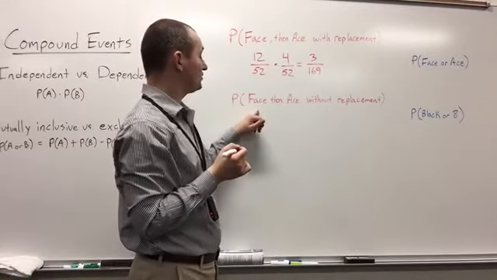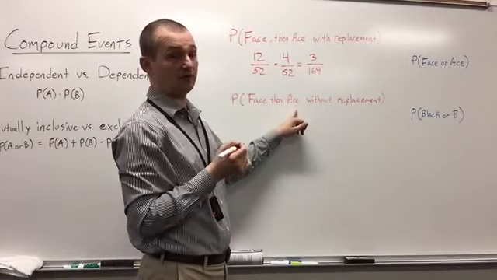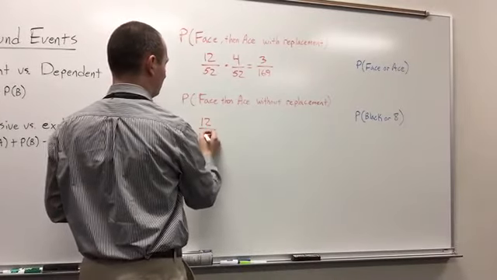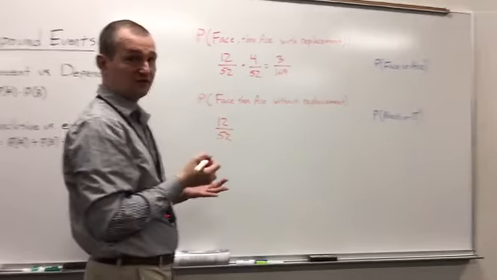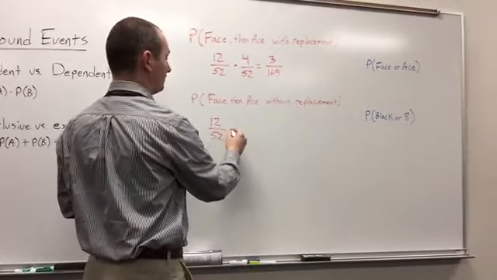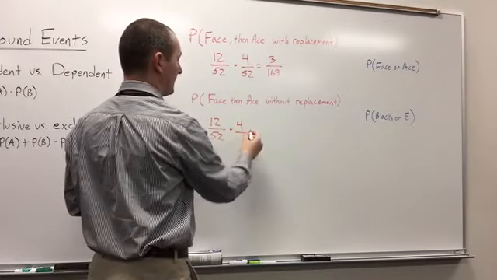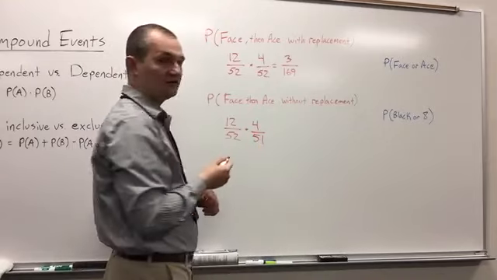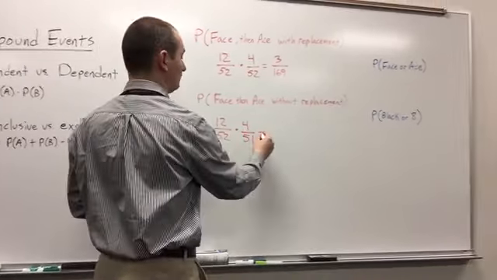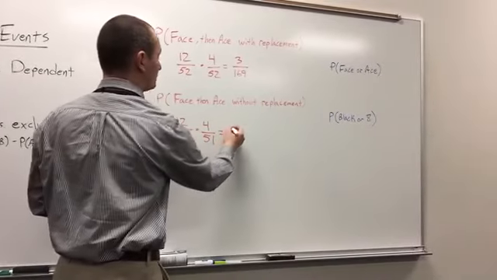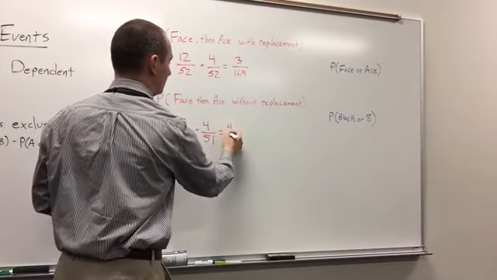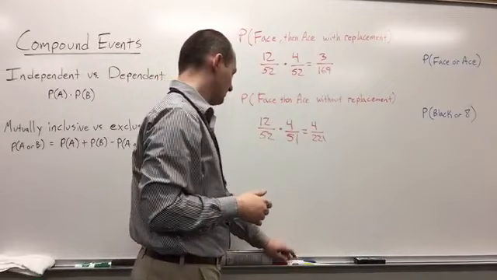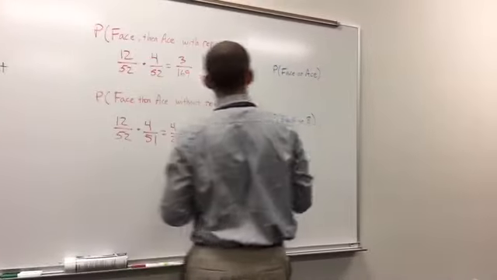If we're going to draw a face card and then an ace card without replacement, so we're not going to be putting the face card back, we would still do 12 out of 52. We still have 12 face cards in the deck. However, we're then going to be multiplying by, there are 4 aces still, but there's only going to be 51 cards in the deck, so that's why we're going to multiply by 4 over 51. When you multiply those together and reduce the fraction, you should get 4/221.